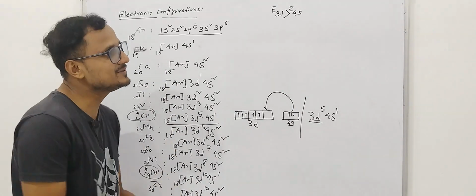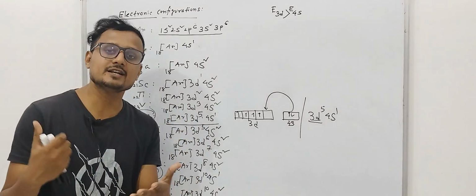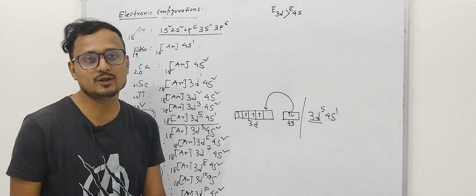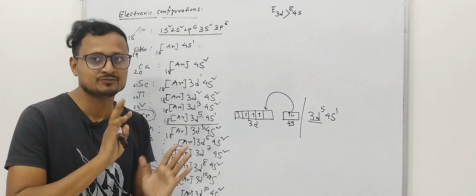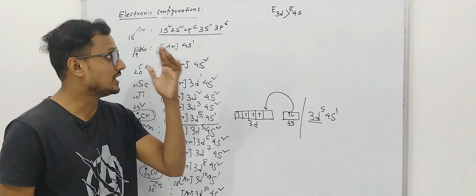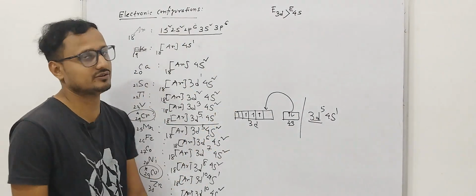Okay, so in the next video I'll be discussing the other electronic configurations. We'll be starting with the s block, d block and p block. That means from the periodic table I'll be trying to make you understand the electronic configuration.